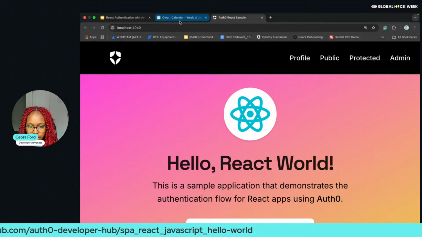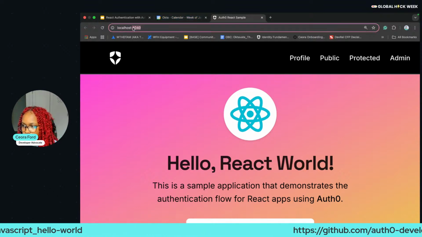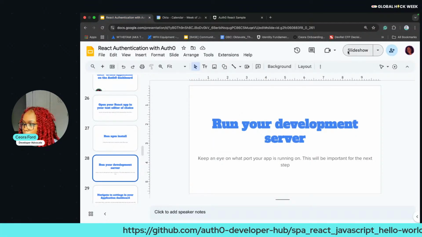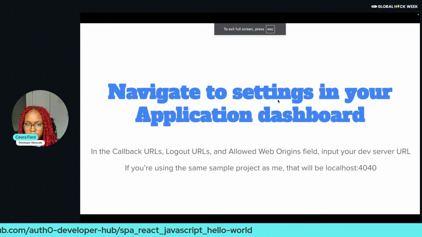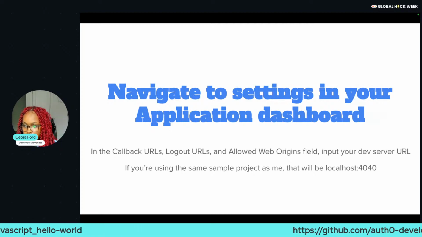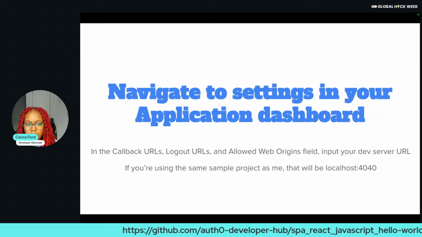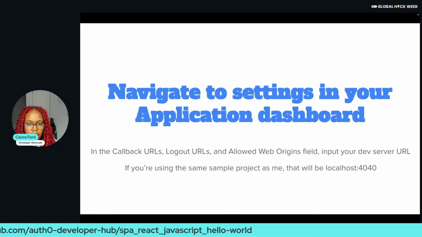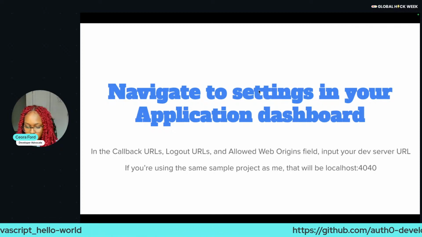So now that we have that created, remember I said to keep an eye on this. So I'm actually going to copy this because this is important. And I'm going to share my slides again. We're going to move to the next slide. So we created our application in the Auth0 dashboard already. What we're going to do is navigate to the settings in our application dashboard, which I'll show you in a second. And then in these fields, callback URLs, logout URLs, and allowed web origins, you're going to paste localhost 4040.